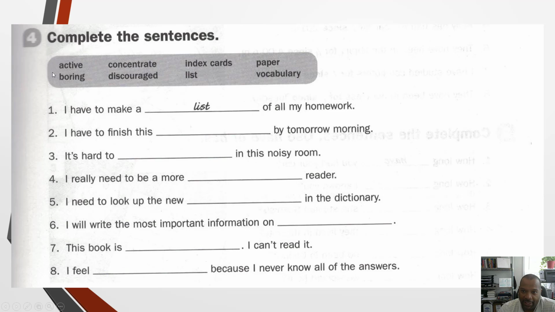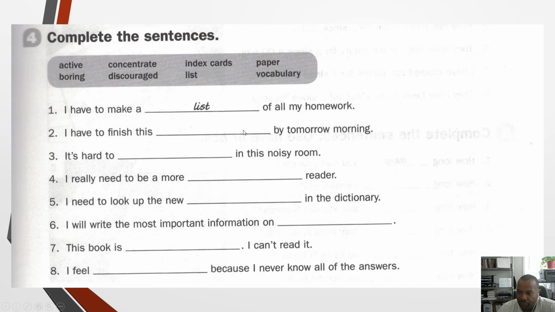So the first word is active. Active. Boring. Boring. Concentrate. Discouraged. Index cards. List. Paper. And then the last one is vocabulary.